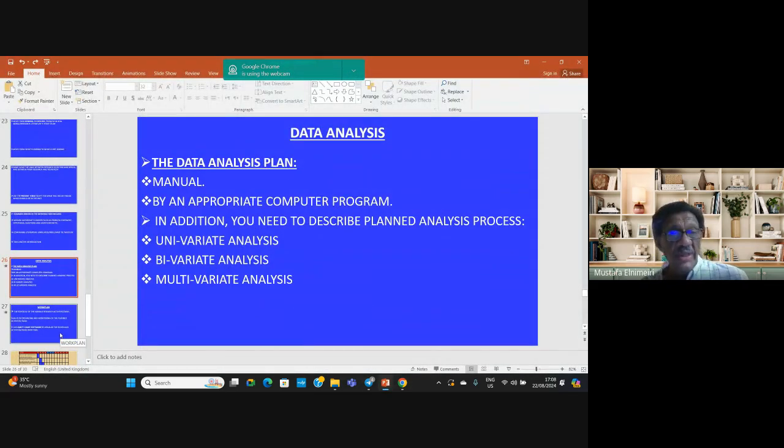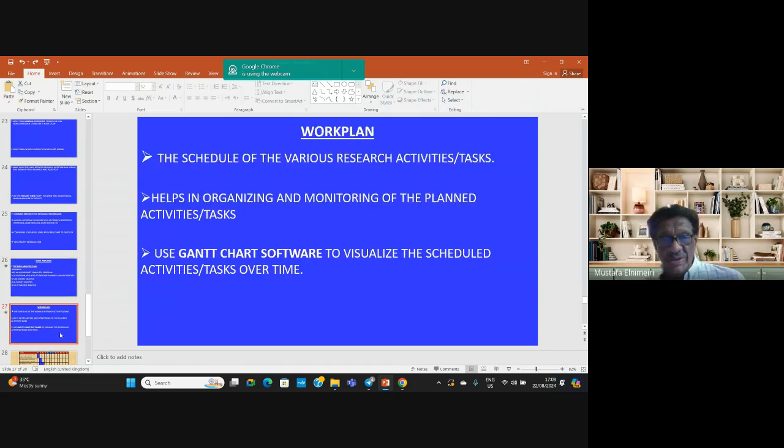Now we come to discuss the work plan, which is also required as part of the research proposal. This is a schedule of the various activities and tasks that are to be conducted. It will help in organizing and monitoring the planned activities and whether they are being implemented or not. It is better to use Gantt chart software to visualize the schedule, activities, and tasks over time. This will make it easier for both the investigator and other readers to follow the sequence of events and whether these tasks have been implemented or not.